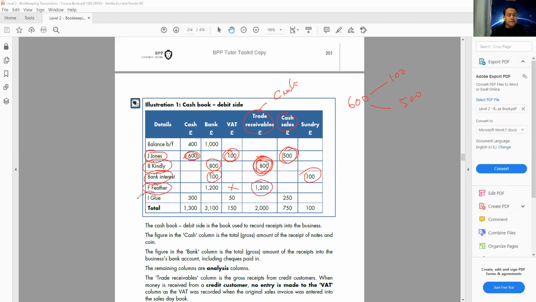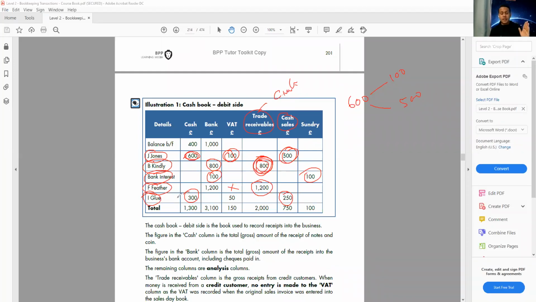The last one I have is iGlue. iGlue is another customer who paid me £300 cash. And I can see that's my cash sale. So if there is a cash sale, I have to split the VAT, because I never paid VAT before. I never knew this person before. I never had any transaction with this customer before. So I have to split the VAT and I have to give the VAT to HMRC.